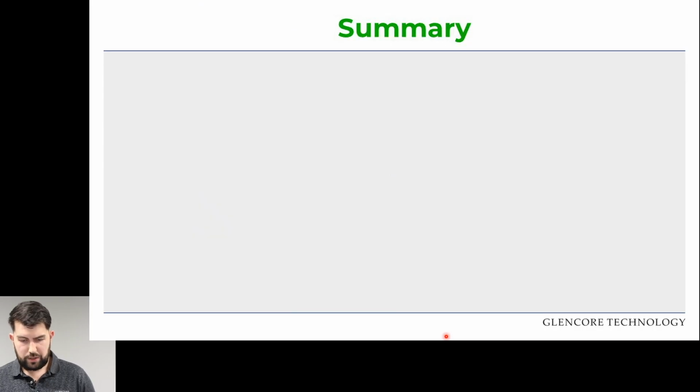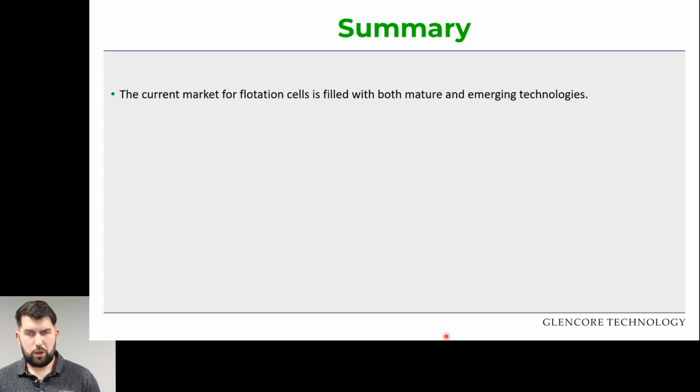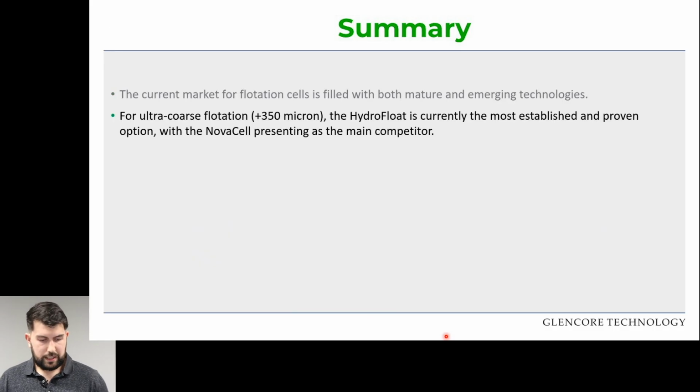So now moving into just a final summary. The current market for flotation cells is obviously filled with many technologies, some of them very mature and some of them emerging. Based on what we've looked at today, for ultra coarse flotation, so that's the plus 350 micron range, the Hydrofloat is definitely the most established and proven option, with the NovaCell presenting as a competitor in its early stages.